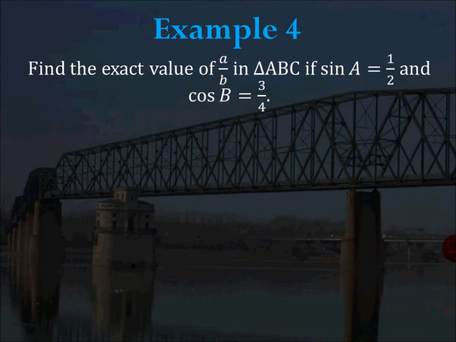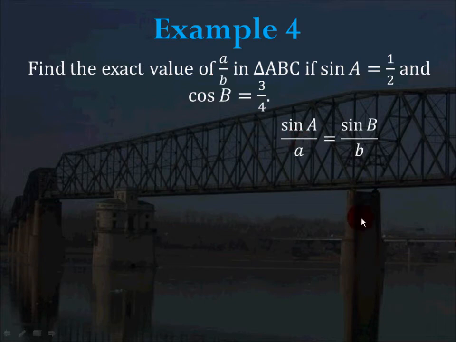Example 4. Find the exact value of a over b in triangle ABC if sine of A is a half and cosine B is 3/4. Now how would you approach this problem? Well, we can use the law of sines. We know that sine of angle A over a is equal to sine of angle B over b. So we want to know what a over b is.